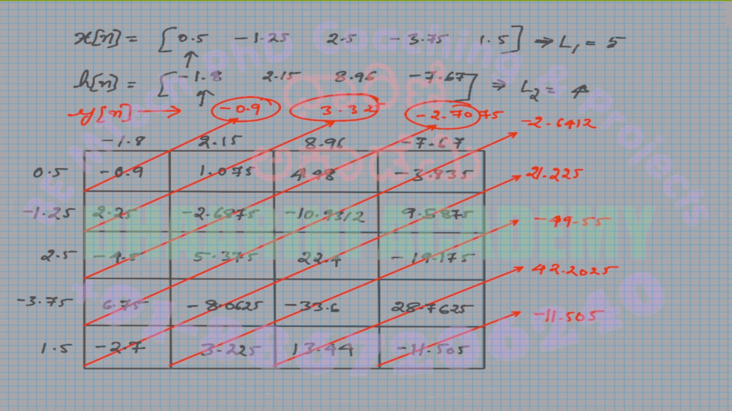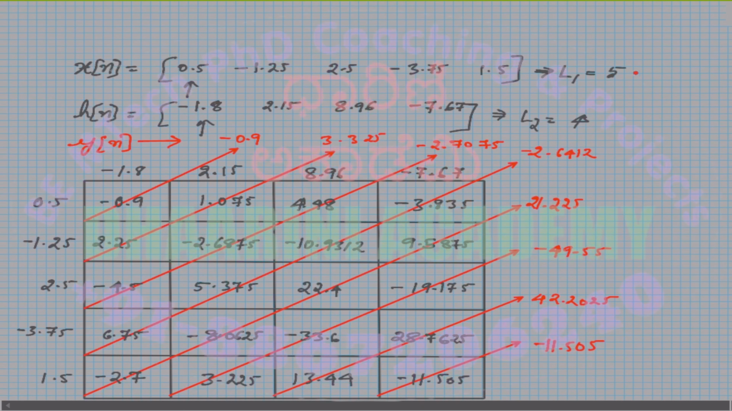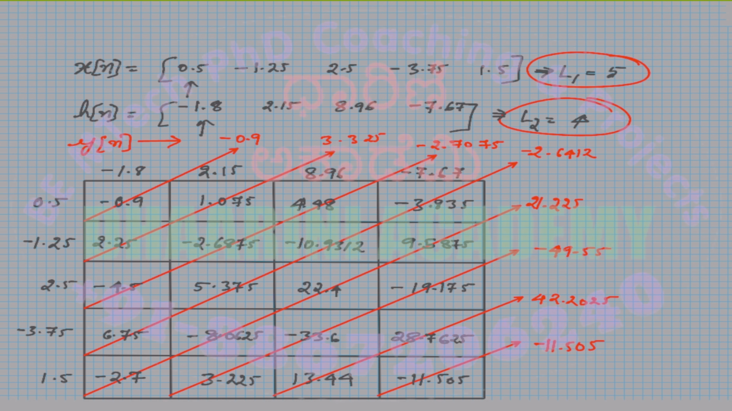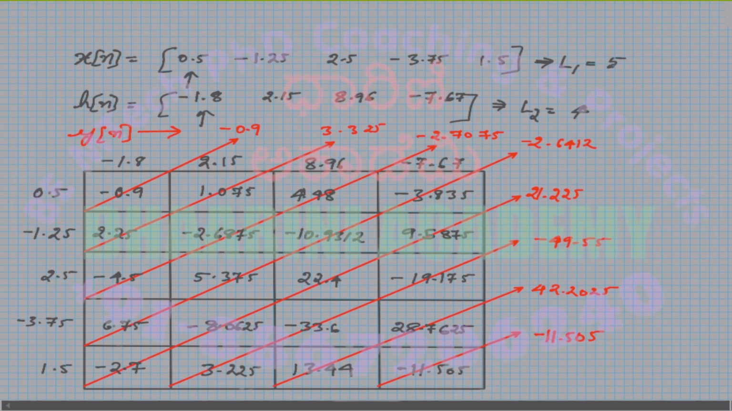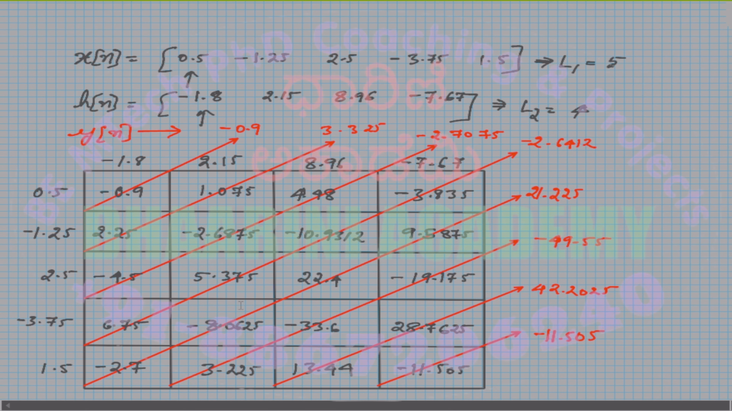That is obviously right? I'm getting 8 points. So is it justified? Can you justify I'm getting 8 points and it is right? It is because L1 plus L2 minus 1. 5 plus 4 minus 1 is how much? 8. So I'm expecting a length 8 sequence, and yes, I can see that, right? I am getting a length 8 sequence. But before that, we have to verify this by running the code in MATLAB.